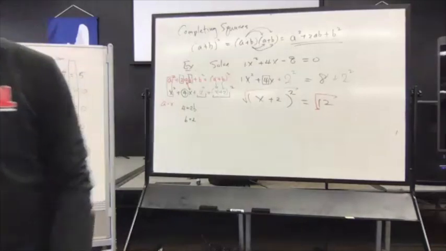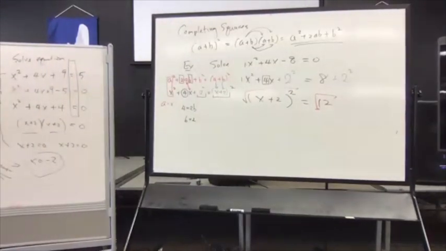Who can tell me what I'm missing right now? When I take the square root on both sides of the equation, what am I missing?